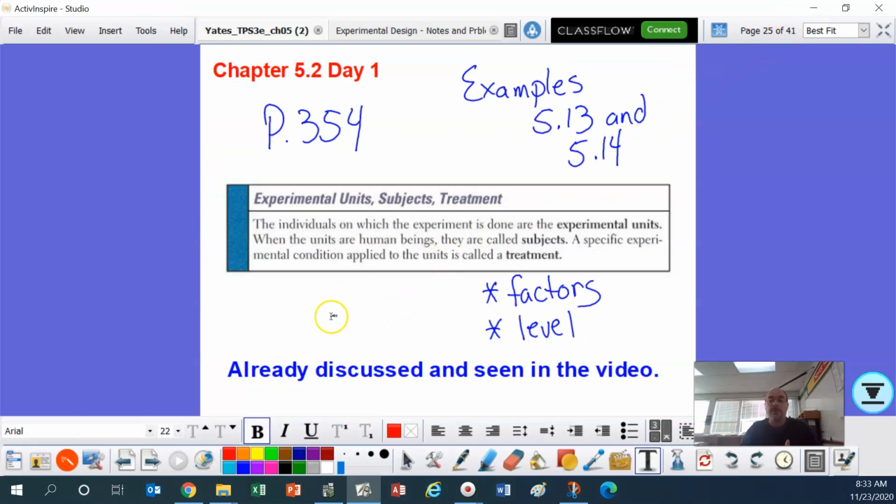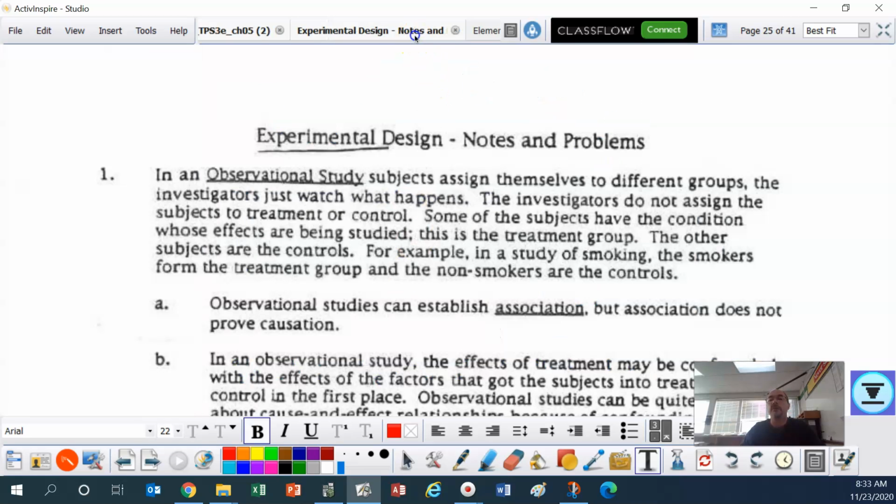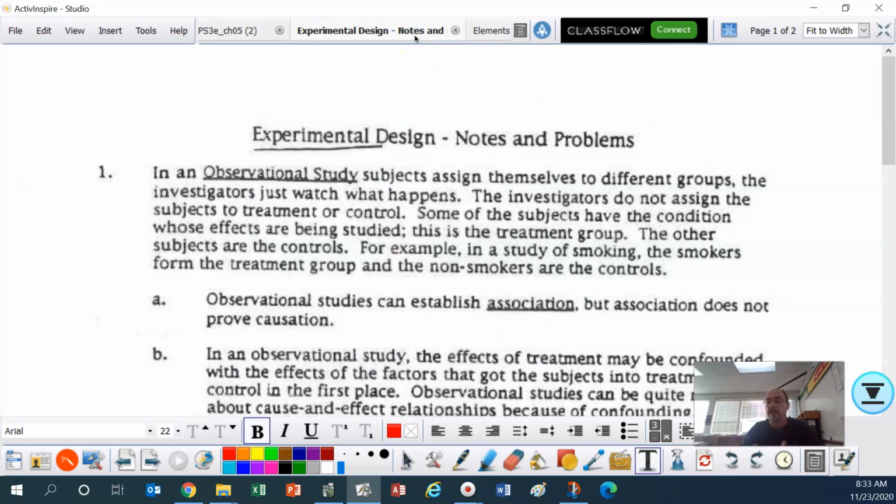All right, so at this point, ladies and gentlemen, I would hand out the experimental design notes. Okay, and again, I'm sorry the copy is not very good. You certainly can print the PDF off of Schoology if you want. All right, but it'll be there. It's not going to go anywhere. So it just goes through some of the terms we've already discussed.